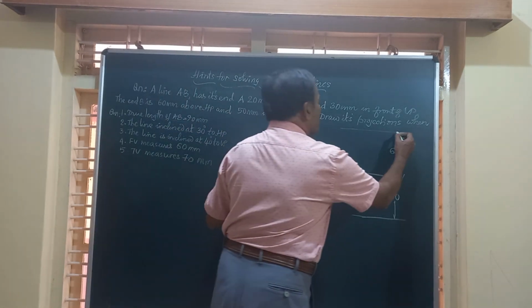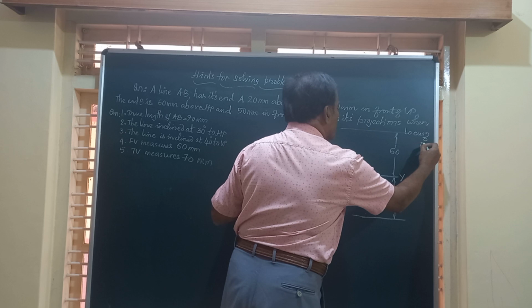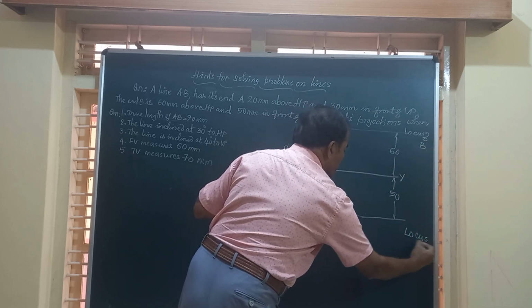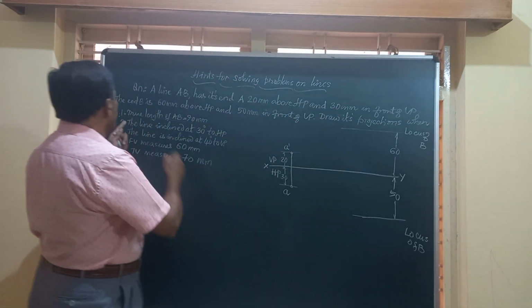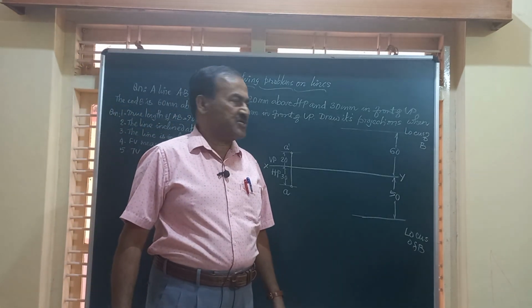Friends, we have this locus of B here, and again this is the locus of B. Locus of B is known to us. And let's see, we have been given the true length of the line. How to obtain the projection?